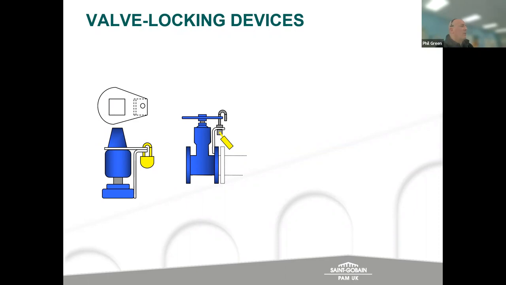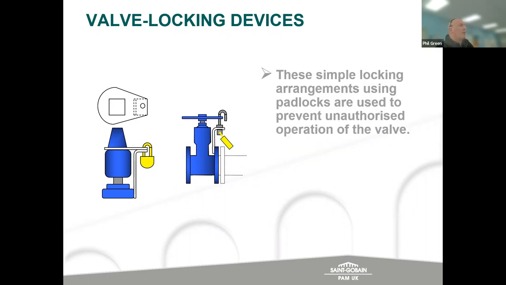Similarly with the hand wheel arrangement, there's a hook that can bolt it through the hand wheel with a padlock, and again that can be locked in the open or closed position to prevent unauthorized access and operation of the valve. You don't often need these if it's a secure treatment works, but if these are out in the field or somewhere that you've not got a secure area, then it might be useful to consider that to stop people tampering with them, which might affect the network.